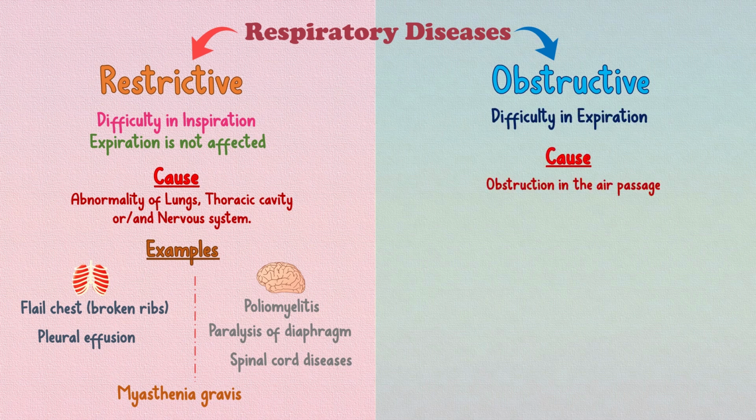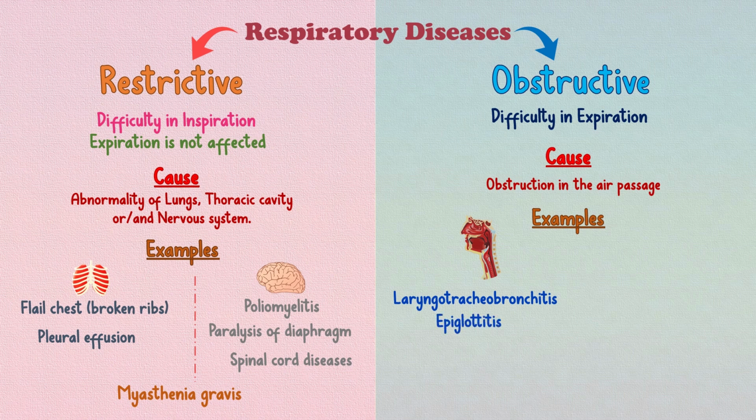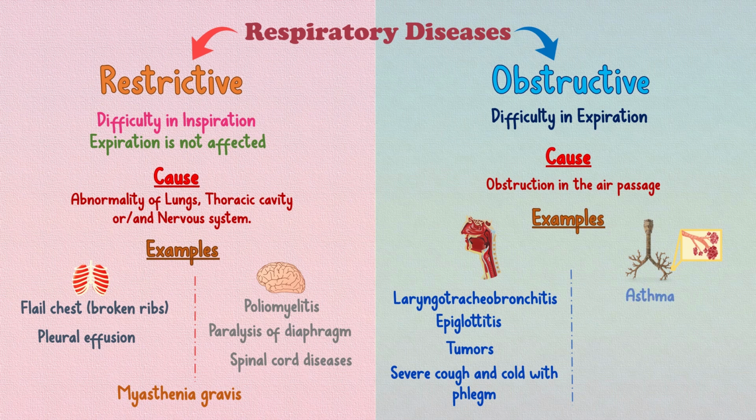It is caused by an obstruction in the air passage. Here, inflammation and swelling can cause the airways to become narrowed or blocked, making it difficult to expel air from the lungs. Now, obstructive respiratory diseases of upper respiratory tract include laryngotracheobronchitis, epiglottitis, tumors, and severe cough and cold with phlegm. While those involving lower respiratory tract include asthma, chronic bronchitis, emphysema, and cystic fibrosis.